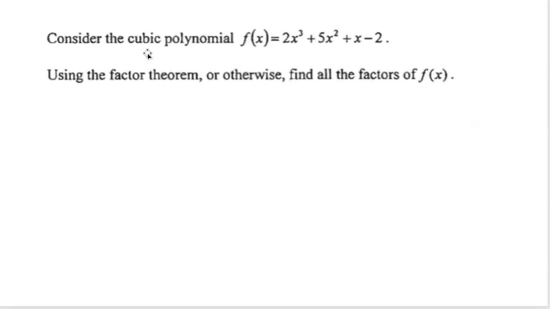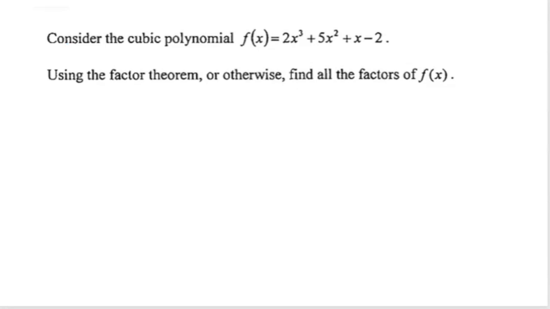The first question, consider the cubic function f(x) equals 2x cubed plus 5x squared plus x minus 2. Using the factor theorem or otherwise, find all the factors of f(x). So the first factor is not present, so we need to find what our first factor is.